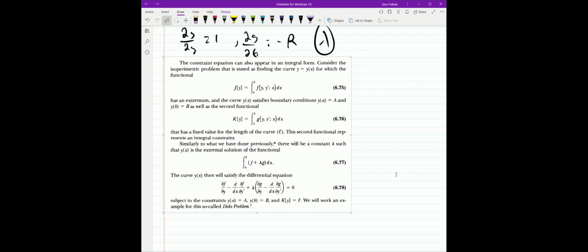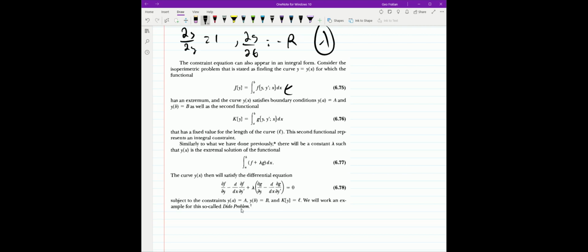We can see here in integral form the general equation, and then it has an extremum, and that has to satisfy the boundary conditions when y of a is a and y of b is b. And then we have another functional, which is the analogy for a fixed value with a curve length of L. And then we can do the same stuff that we have done before, except we have a constant lambda such that y of x is the extremal solution of the functional. So then this curve y of x has to satisfy the differential equation, which this right here should remind you of the second form of Euler's equation.